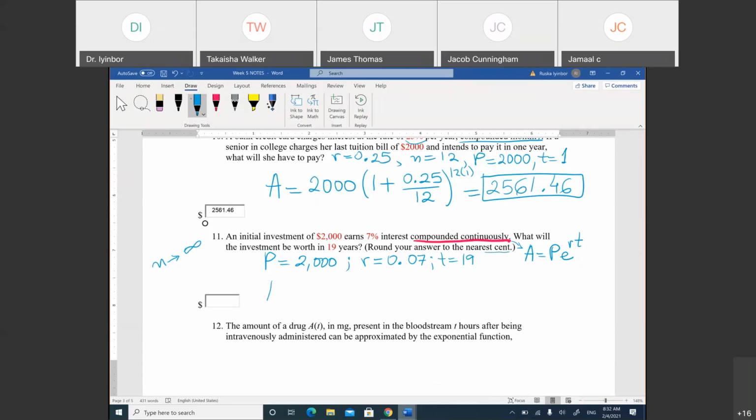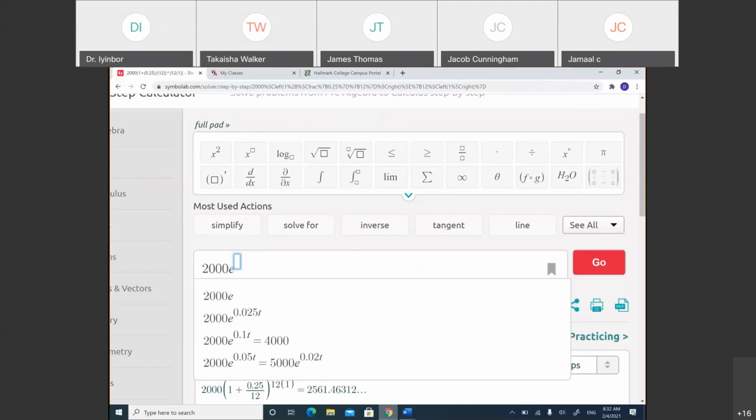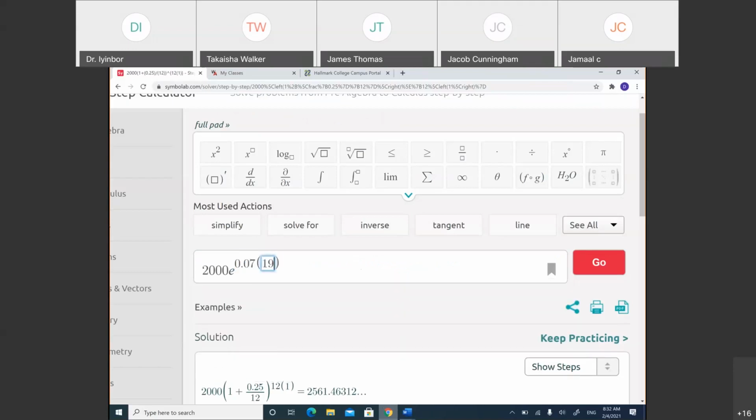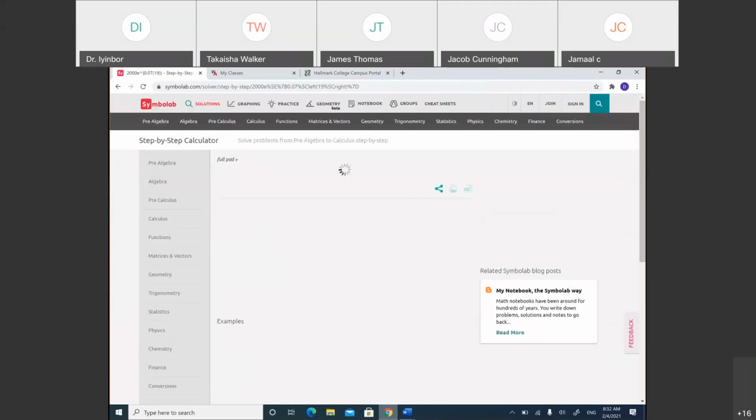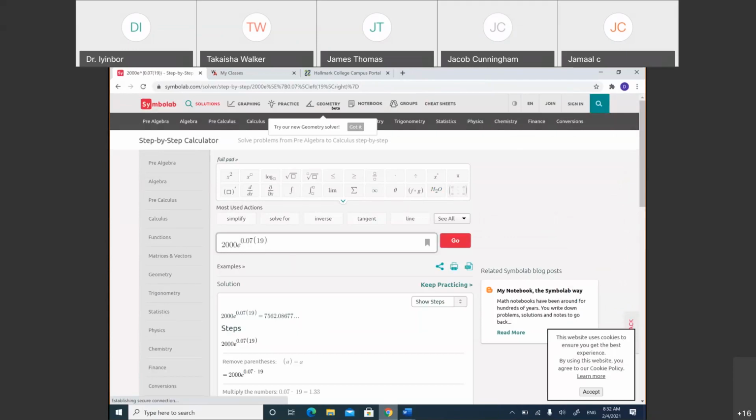The amount you're going to get is 2,000, the principal, and then you have e to the rt, where the rate is 0.07. You put it in the exponent, and then times 19, also in the exponent. So that's what you put in the calculator: 2,000 e with exponent 0.07 times 19. Just like that, plug it in. And this is my answer.